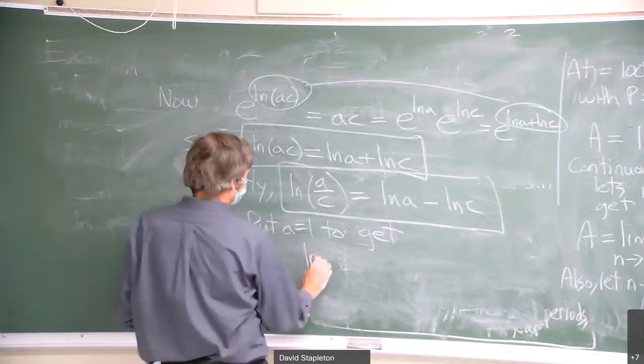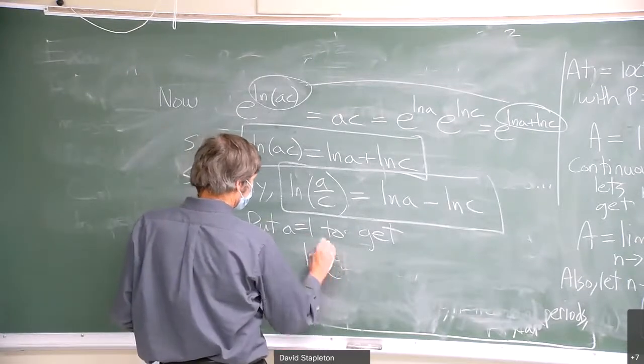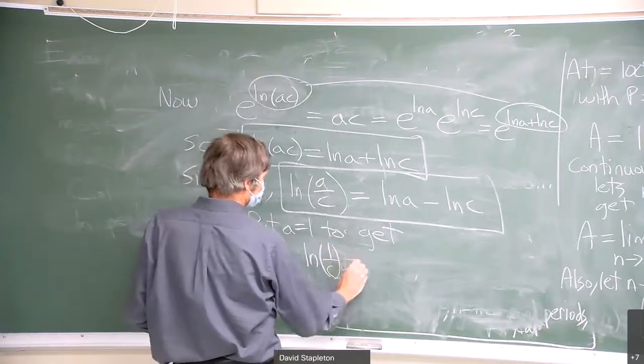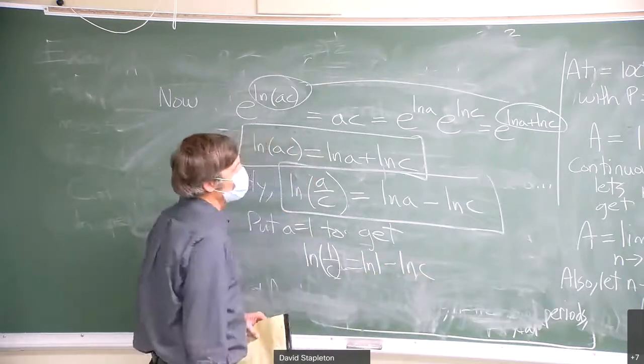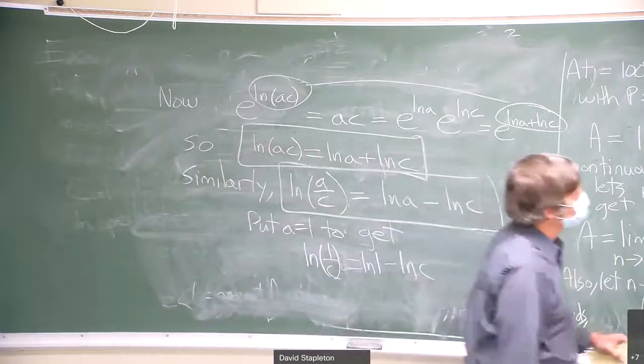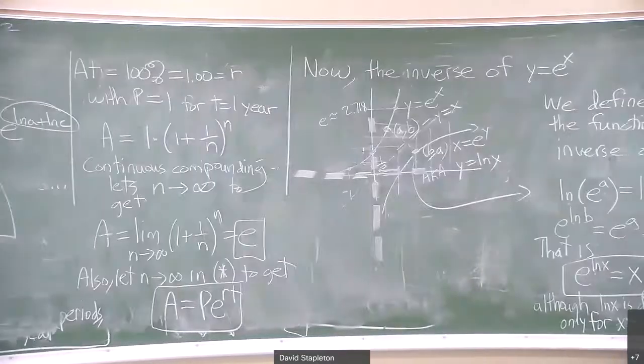That ln of 1 over c equals ln 1 minus ln c. And now there's another thing I want you to see over this graph over here. Back to this one just for a minute.